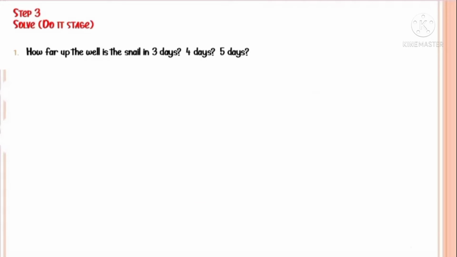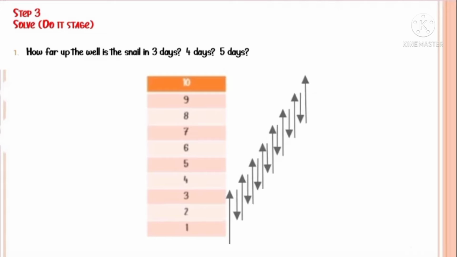So let's assume that the arrow and the bar is the well and the snail. So number 1, how far up the well is the snail in 3 days, 4 days, and 5 days? So in 3 days, the snail crawls up to 5 meters. In 4 days, the snail crawls up to 6 meters. In 5 days, the snail crawls up to 7 meters. So every time the snail crawls up, it also adds 1 meter each day.